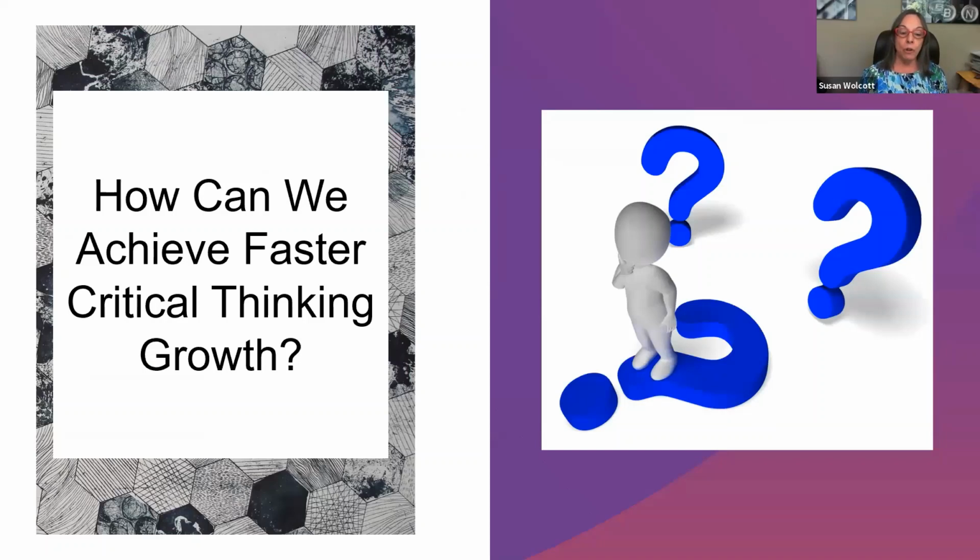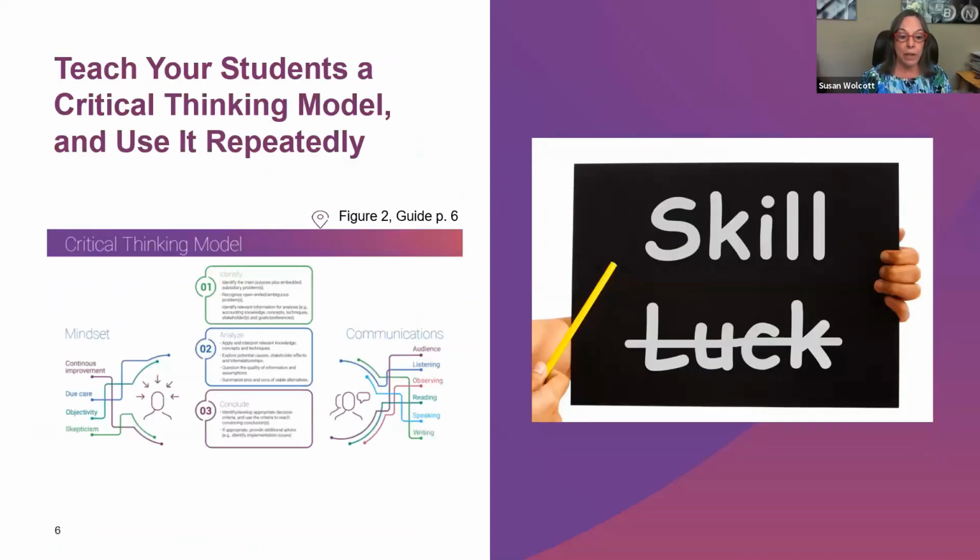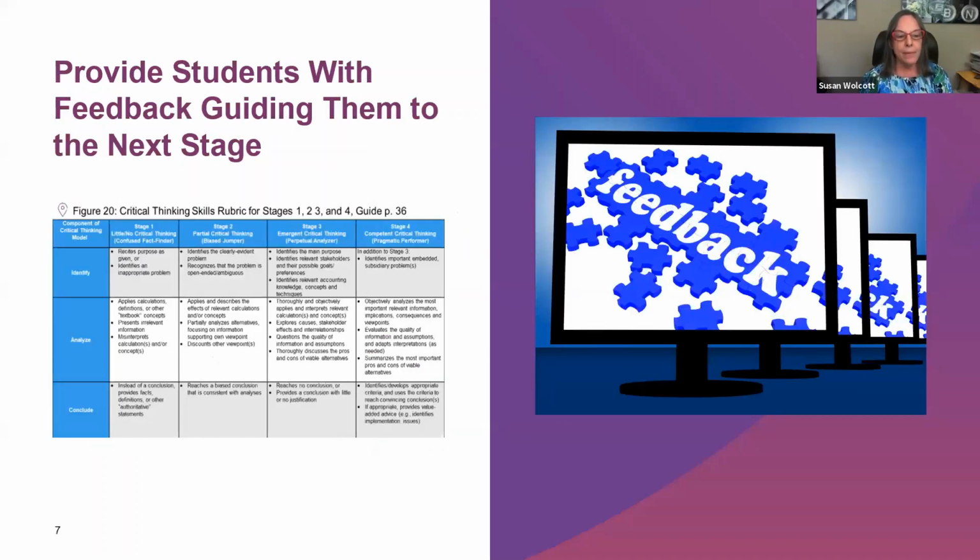And in general, our goal is to help students develop critical thinking skills more quickly than we typically see. In other words, we don't want them to graduate at stage 2. We want them to graduate at stage 4. The question is, how can we make that happen? So we have 3 general recommendations, and one is to use some kind of critical thinking model with your students. And we're going to come back and talk about this model a little bit more shortly. And then the second thing is we need to give students feedback that's going to help them move to the next stage.